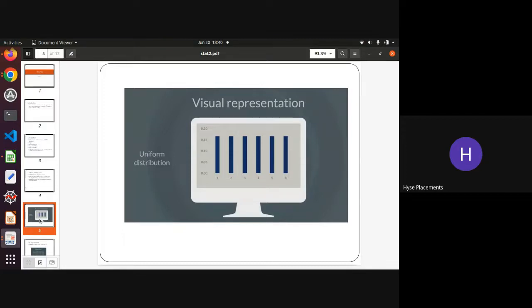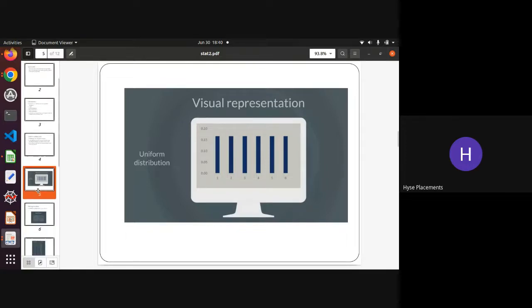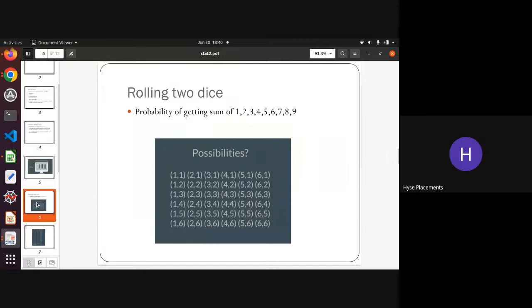If you take a die, the probability of getting 2 is also 1 by 6. The probability of getting 3 is also 1 by 6. That means the probabilities of getting 1, 2, 3, 4, 5, 6 are all the same, so they are uniformly divided. That's how the graph looks. If you come across this kind of graph, you need to assume that this is a uniform distribution. Clear? Yes, sir. Next thing.